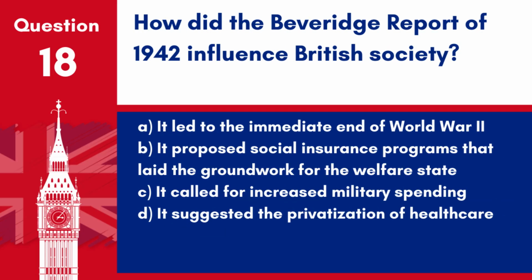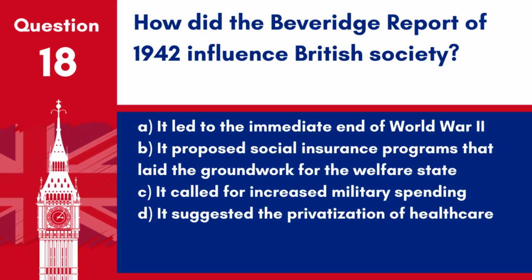Question 18. How did the Beveridge Report of 1942 influence British society? A. It led to the immediate end of World War II. B. It proposed social insurance programs that laid the groundwork for the welfare state. C. It called for increased military spending. D. It suggested the privatization of healthcare.